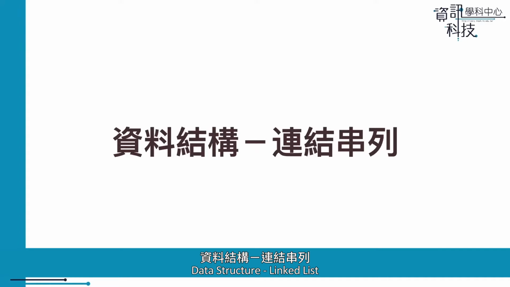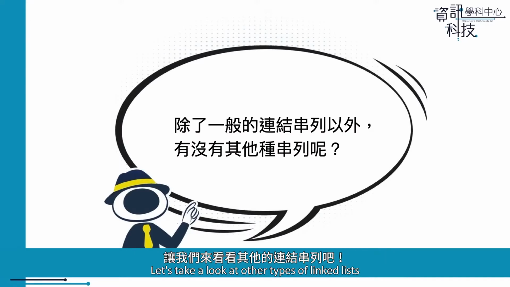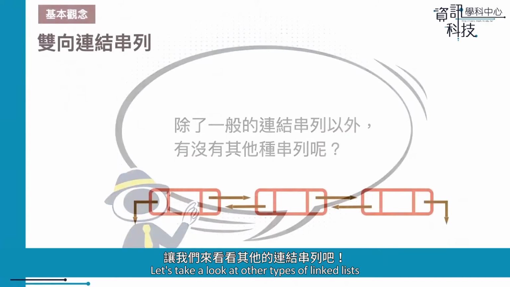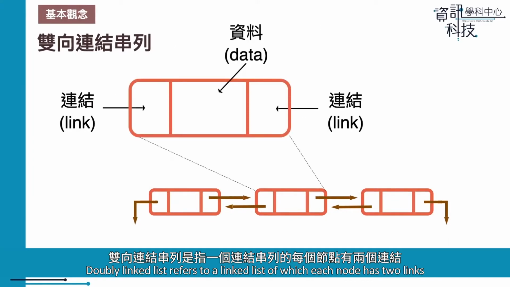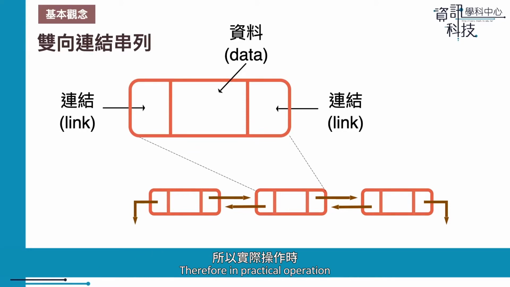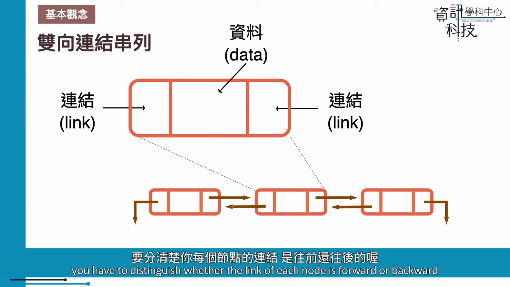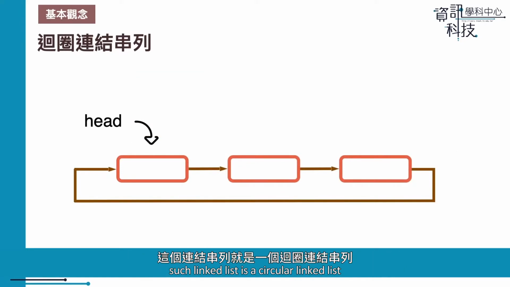Data structure, linked list. In addition to the normal linked list, are there other types of linked lists? Let's take a look at other types of linked lists. A doubly linked list refers to a linked list of which each node has two links, one pointing to the previous node and the other pointing to the next node. Therefore, in practical operation, you have to distinguish whether the link of each node is forward or backward. And when the last node is connected to the first node in a linked list, such a linked list is a circular linked list.